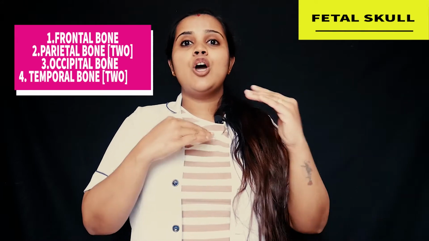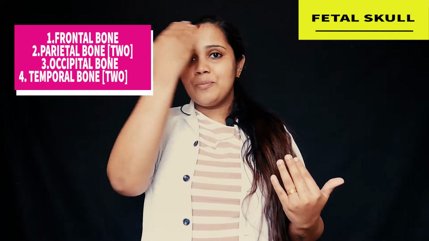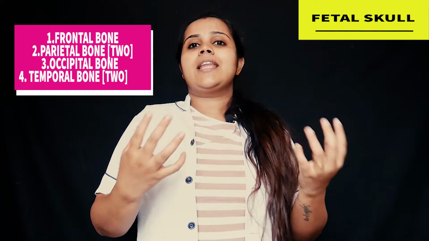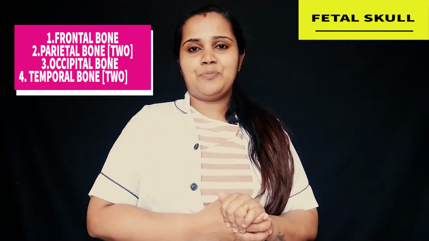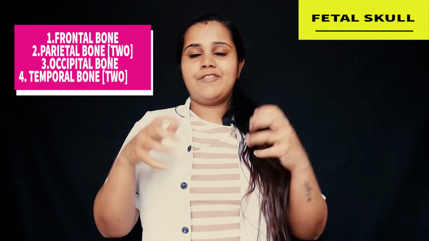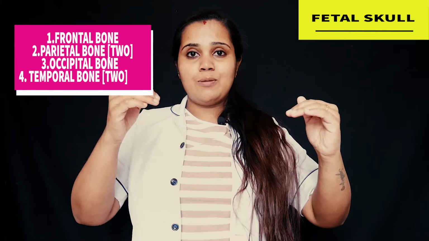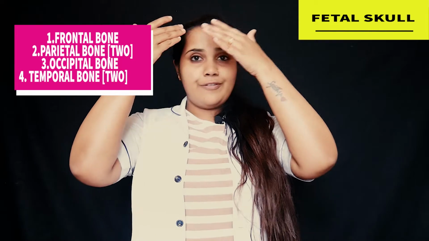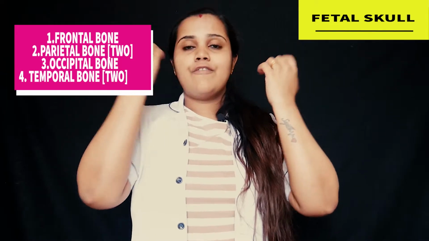First is the frontal bone. What is the frontal bone? It's the bone formed in the forehead. This frontal bone is divided into 2 halves, and it will fuse at the age of 8 years of a child. Until then it will remain in halves. So the front portion or forehead of the fetus is the frontal bone.